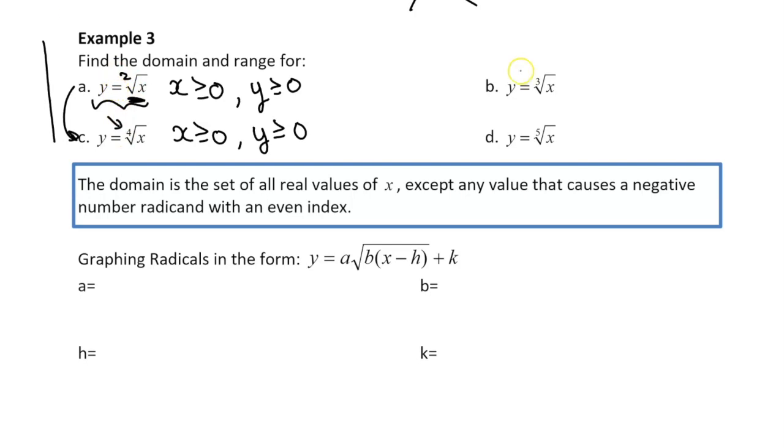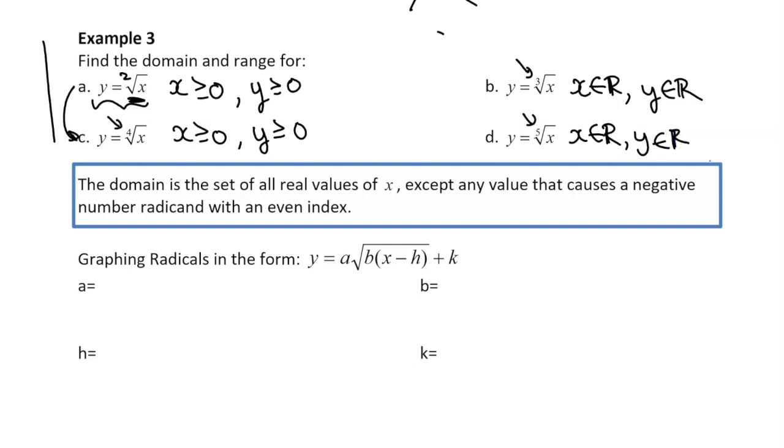If you have an odd index, like we have here with a 3 or a 5 for part B and part D, then we could put in any number that we want for x, because you can have a negative or a positive and it would still work out. Think of the example we had earlier where we had the cubic root of negative 27. When you took the cubic root of negative 27, it was negative 3. It can still be found. And the y value could also be anything as well. And that's going to be the same for our fifth root. We can call that a quintic root as well.